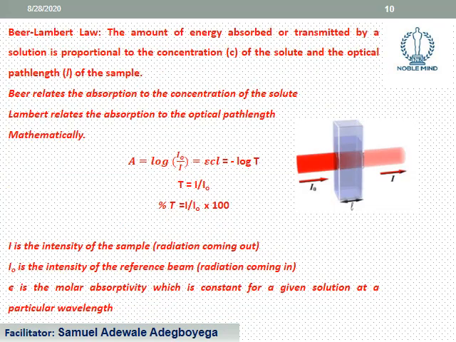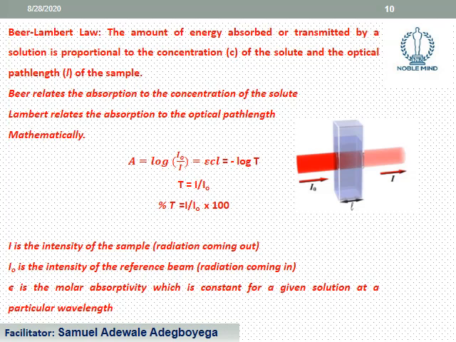So let's talk about Beer-Lambert's law. Beer relates the absorption to concentration of solute, and Lambert relates absorption to optical path length. So the two propositions were combined together, and they are known as Beer-Lambert's law.